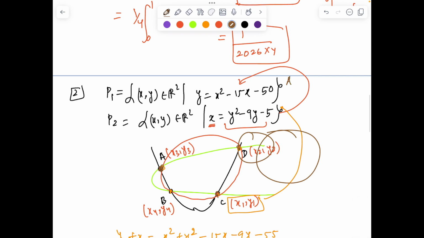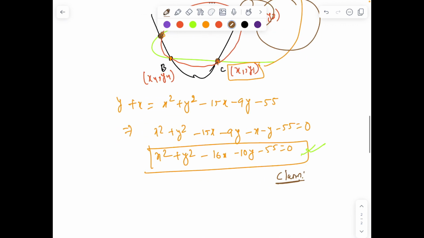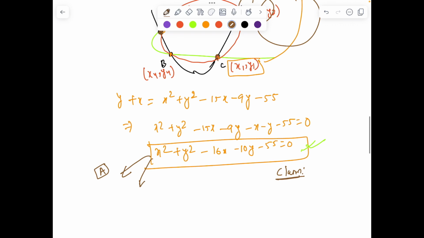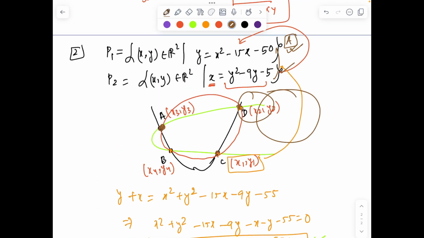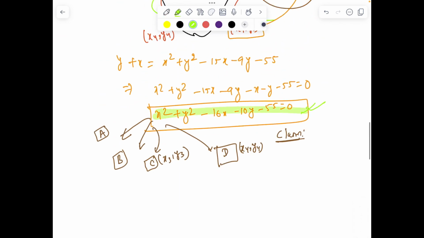Now my claim is definitely the circle passing through ABCD. The reason being, since point A will satisfy both the equations of P1 and P2, point A will satisfy the sum of these equations. Hence this circle, whatever it is, is definitely passing through point A, (x1, y1). It is also satisfied by point B, (x2, y2), also by point C, (x3, y3), and also by point D, (x4, y4). So definitely with 4 points which are on the same circle, there is a unique circle over here as mentioned in the question. So that circle is no one else apart from this circle.